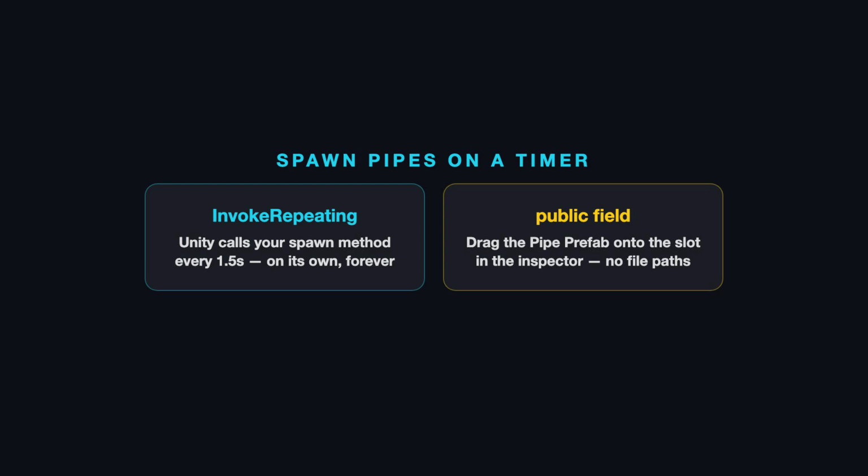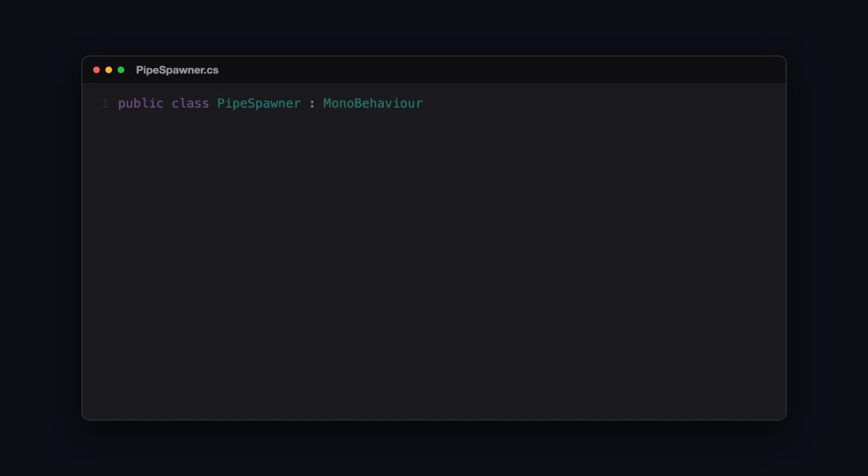First, the script needs to know which prefab to spawn. We declare a public GameObject field called pipePrefab. Because it is public, it shows up as a slot in the inspector, and you just drag your pipe prefab onto it. No file paths in code, you wire it up by hand, once.